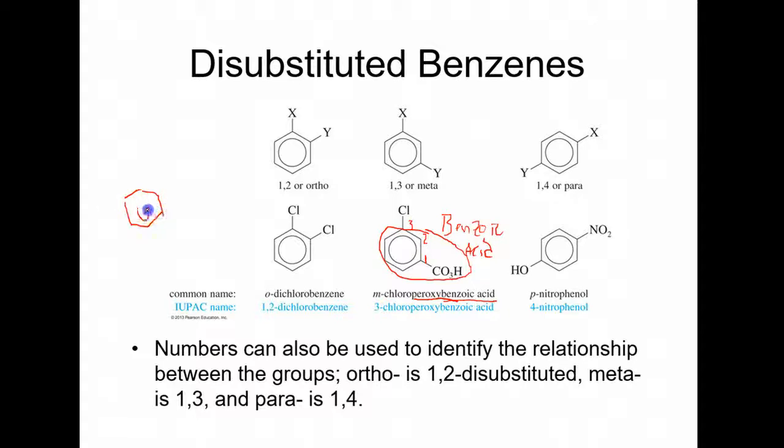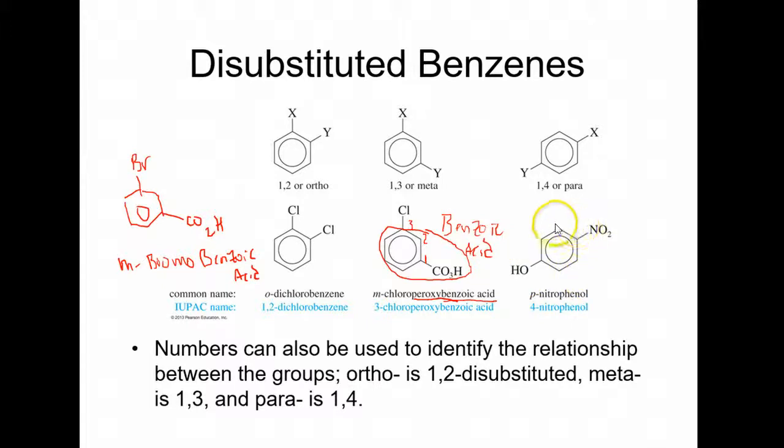So if you had this compound, let's just put a bromine, and let's just put a regular benzoic acid. That would be called meta-bromobenzoic acid. Or you can just call it 3-bromobenzoic acid. It doesn't really matter, but like I said, most people use the meta and the ortho.